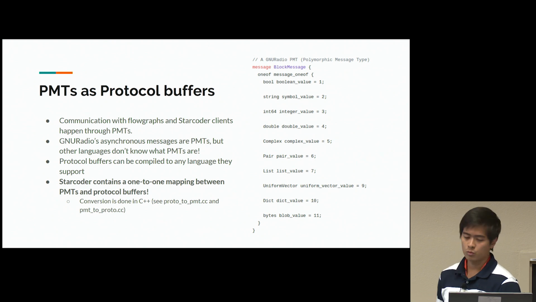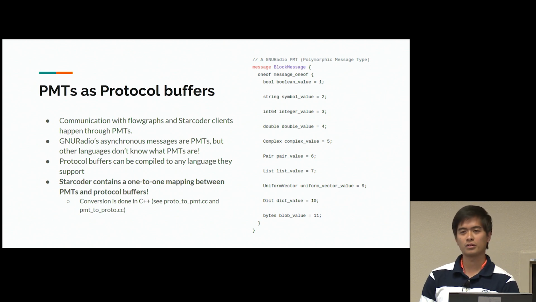So a PMT, which we call a block message, can be one of a Boolean PMT, a string PMT, integer, double, complex, a pair, a list, which is either a vector PMT or a tuple PMT, a uniform vector PMT, a dictionary PMT, and we even have a special data structure for a blob PMT. This conversion is done at the C++ level inside the Enqueue Message Sink and Command Source blocks. Now, because of this, any Starcoder client now only needs to know this protocol buffer definition to process PMTs themselves. So just like that, we've effectively extended PMTs from 2 languages to 10.